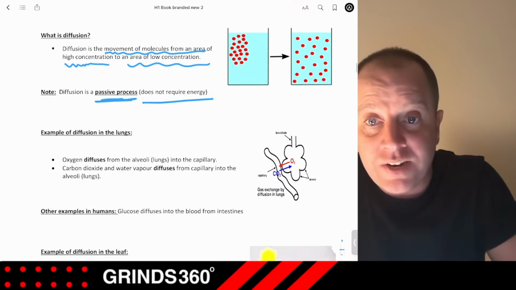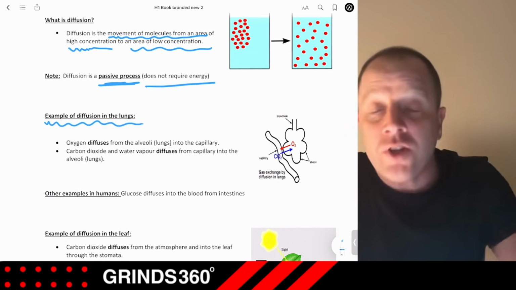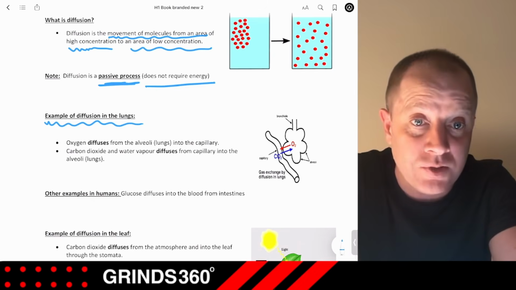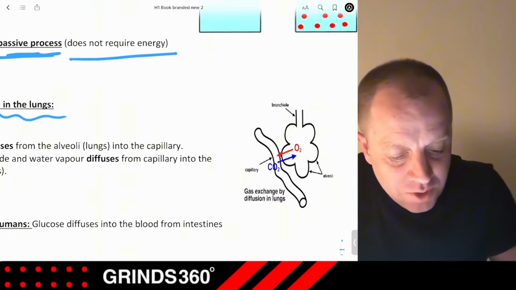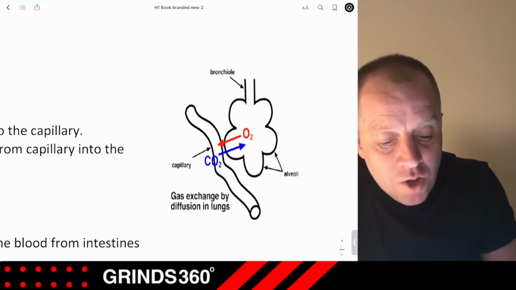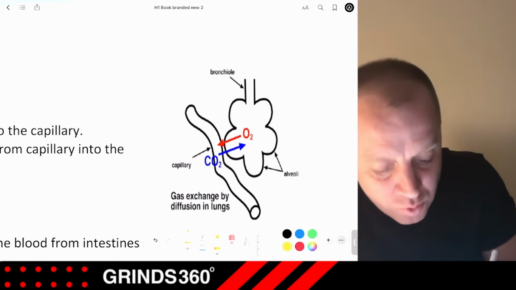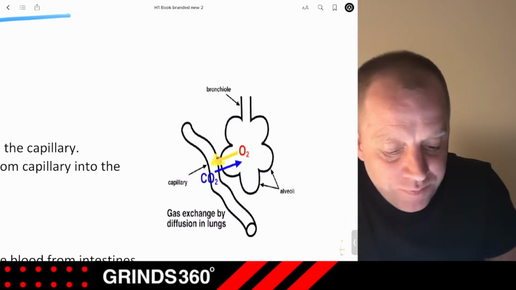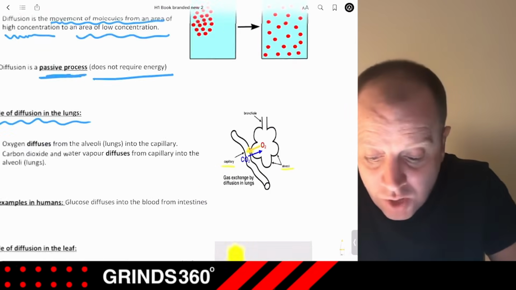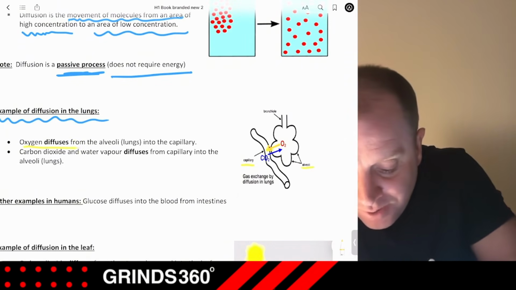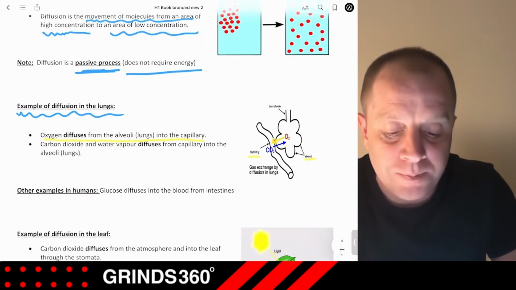Now, if you look at this here, everybody, you need to be able to give an example of diffusion in your lungs. You need to give an example of diffusion in animals. I always go for diffusion in the lungs because you study this in the breathing system as well. Look at this here, and you need to be able to draw this diagram. Right now, oxygen, I'll go yellow. Oxygen is going from your lungs, from your alveoli, into your blood by diffusion. That means oxygen is diffusing from an area of higher concentration in your lungs to an area of lower concentration in your blood, in your capillary.